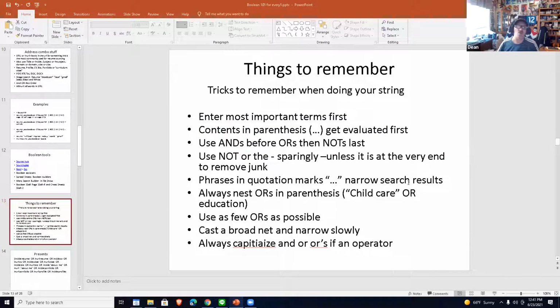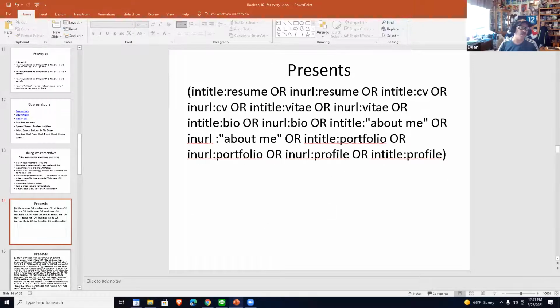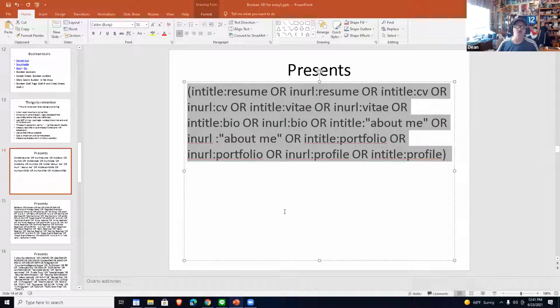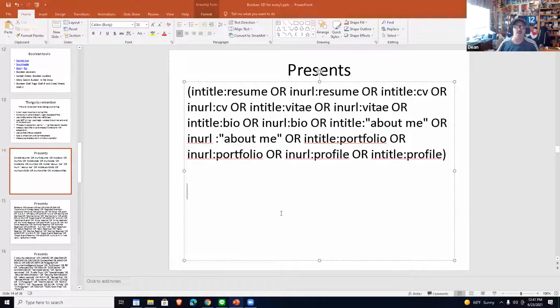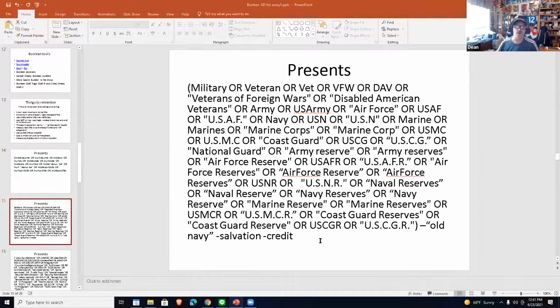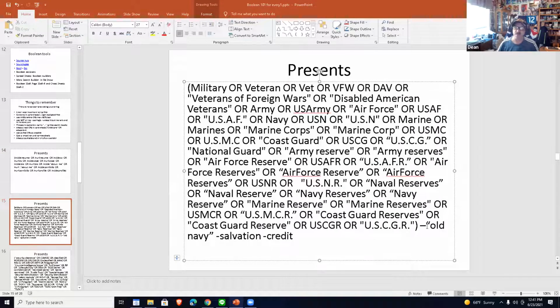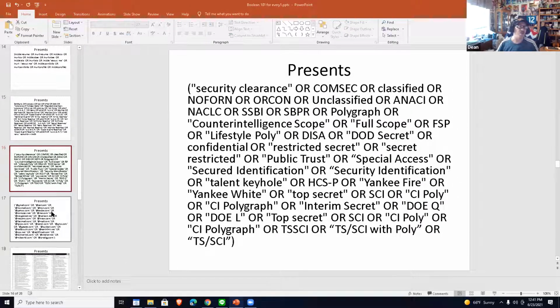All right, let's keep going because we got some things I want to play with. We got some presents you're going to get. First present is this. If you don't want to use tilde, this is pretty much every single solitary way of saying the word resume. If you're a vet, you look for veterans and stuff like that, this is the same thing. I want you to notice down here where it says minus Old Navy, minus Salvation, minus credit. If you look for an ex-military person, you may not want that. Just because they work at Old Navy does not mean they're from the Navy. Just because they work at Salvation Army does not mean they're ex-Army. We're not going to mess with that.